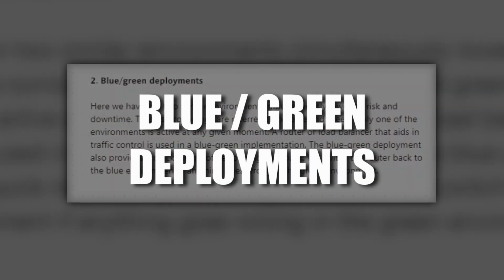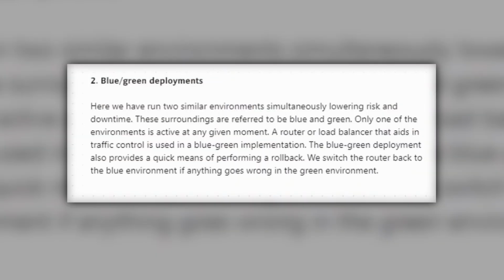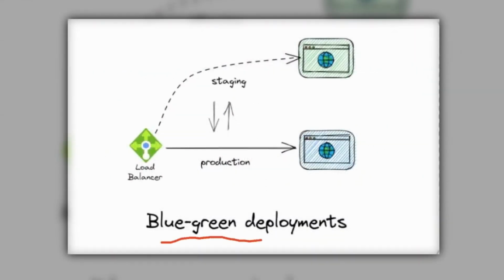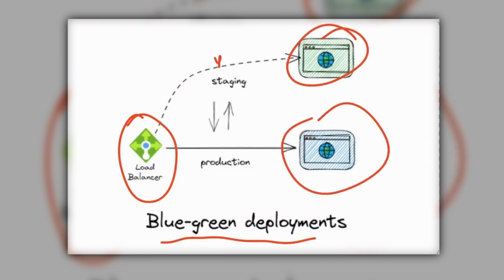Number 2, blue-green deployments. Here we have 2 similar environments running simultaneously, lowering the risk and downtime. The environments are referred to as blue and green. So if you have a look down in this image, you've got 2 environments. You've got the load balancer, you've got the green environment, you've got the blue one. One is staging and one is production.